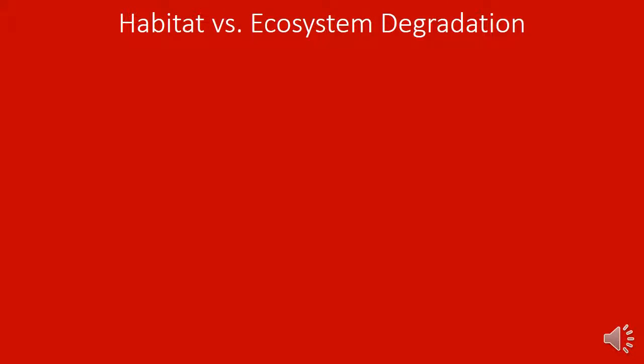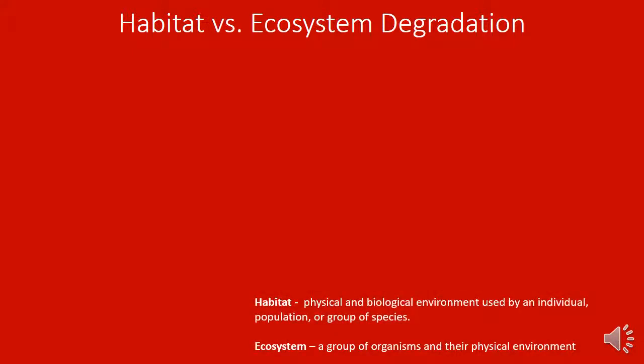So when we damage or alter the environment, we can do it in one of two ways. We can damage the habitat, or we can degrade the entire ecosystem. And so what's the difference between habitat and ecosystem? Well, a habitat is going to be the physical and biological environment used by an individual, a population, or a group of species. And the ecosystem is going to include a little bit more than that. So the ecosystem is going to be a group of organisms and all their physical environment. So you can think of an ecosystem as containing many different habitats. Like a forest is going to contain boulders and trees and fallen logs. Those are all separate habitats within that ecosystem.